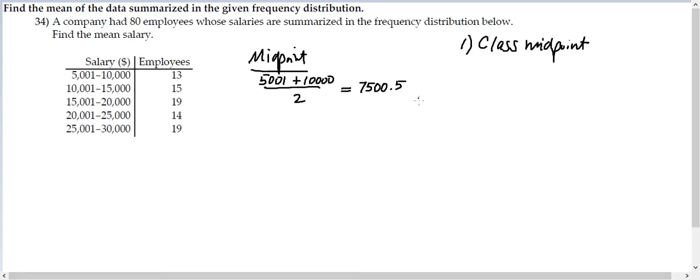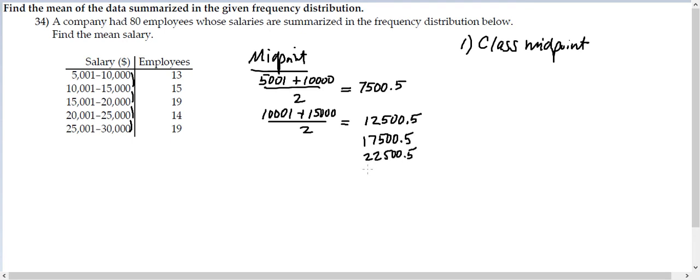We're going to do that the whole way down, so we get 7,500.5. The next one, and what we'll realize after this one is there's a pattern here: 10,001 plus 15,000 divided by 2 is going to be 12,500.5. These numbers are all going up by 5,000 every time, so the class midpoints are also going up by 5,000. So all you need to do is add 5,000 to this. The next class midpoint will be 17,500.5, and then 22,500.5, and then 27,500.5. Those are our class midpoints for those 5 classes.